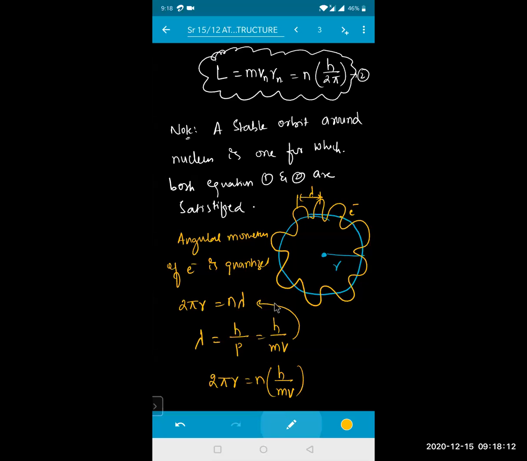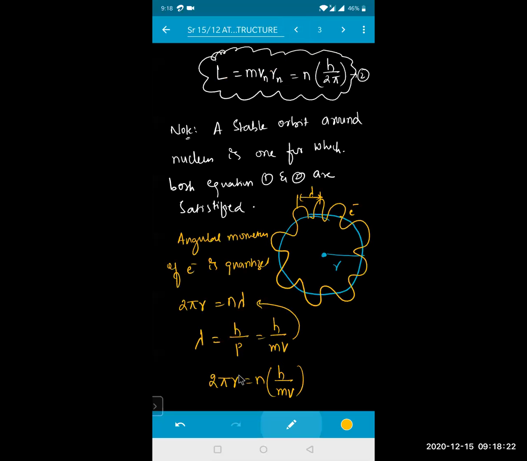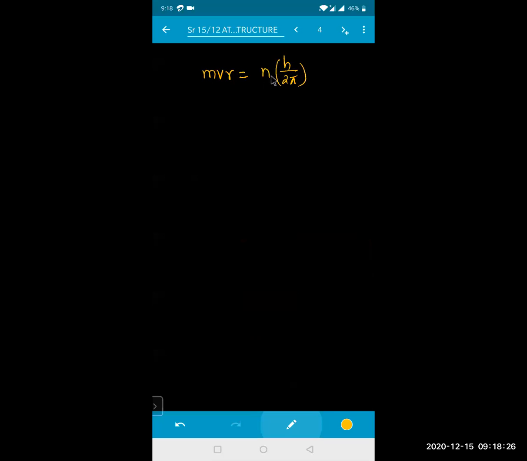That means if I take mv to the other side, what happens? mv into r is equal to n into h by 2 pi. This is the way we got the derivation. 2 pi comes here, mv into r goes there. So mv into r is equal to n into h by 2 pi. That means angular momentum is equal to n times h by 2 pi. That means angular momentum is directly proportional to the nth orbit.